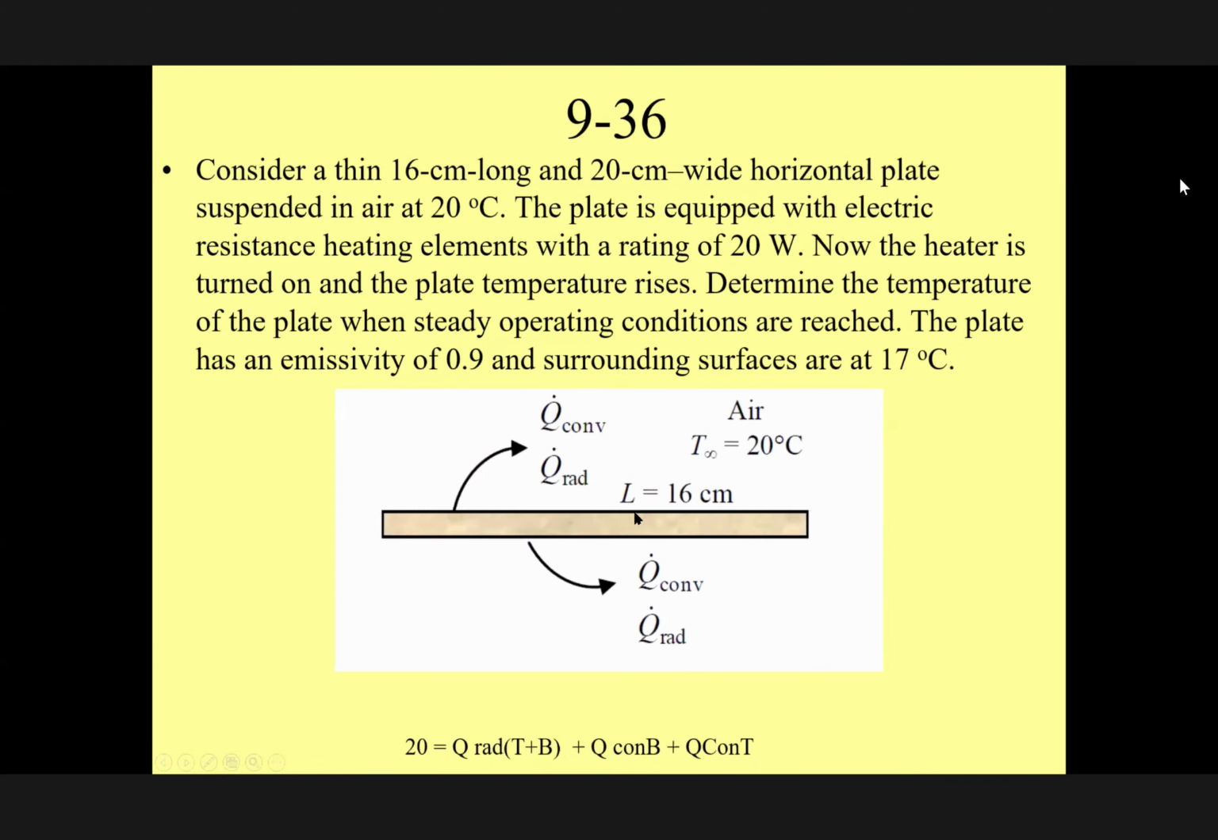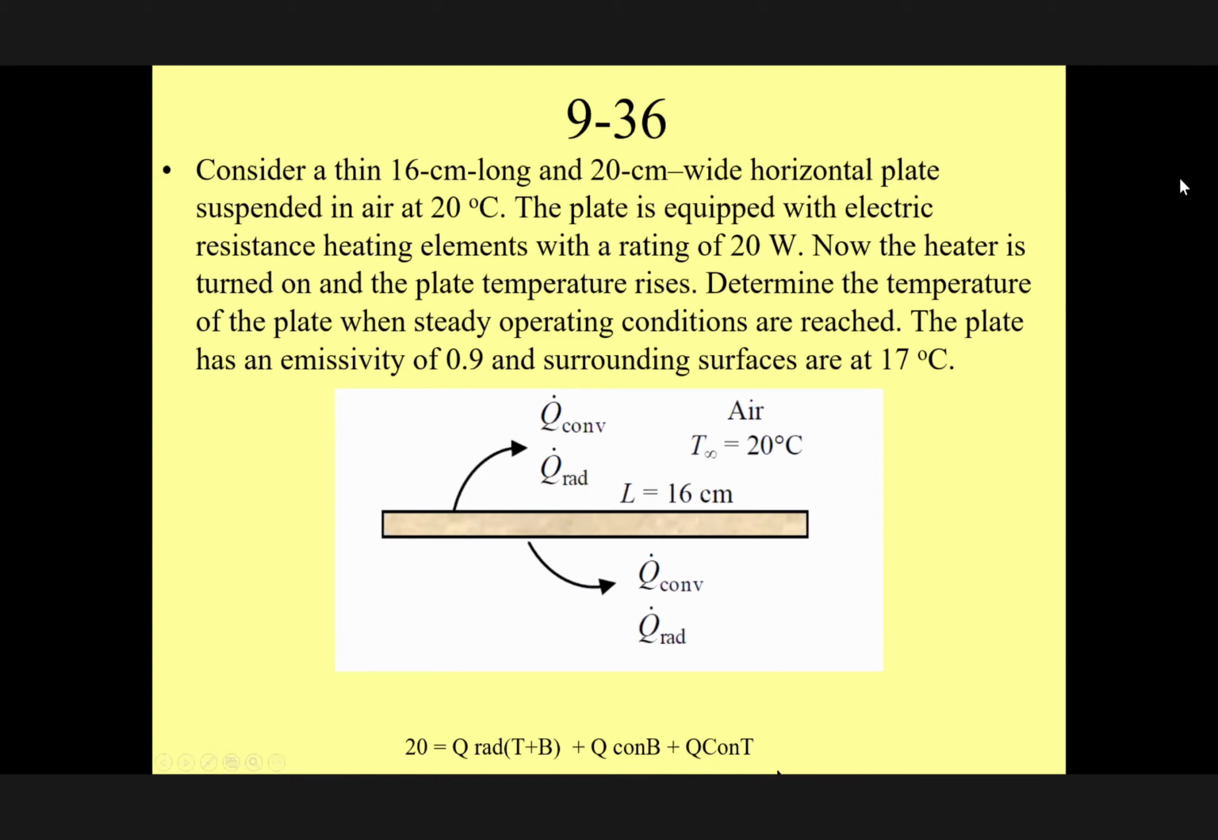Assume the surrounding means the temperature of this room here. Assume this plate is inside the room that you are sitting in, and the temperature of the walls and ceiling and everywhere is 17 degrees. Therefore, we have radiation from the top, radiation from the bottom, convective heat transfer from the top, and convective from the bottom. This is the energy balance that we have to write.